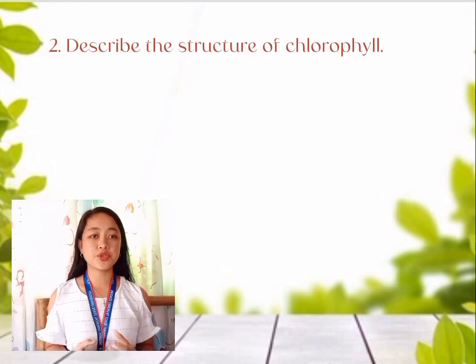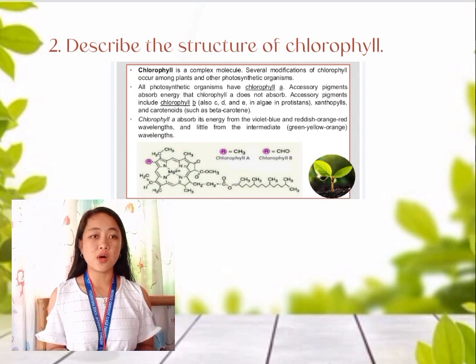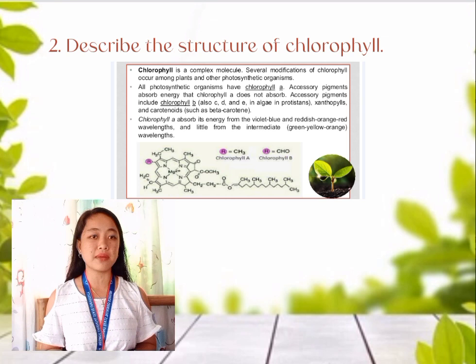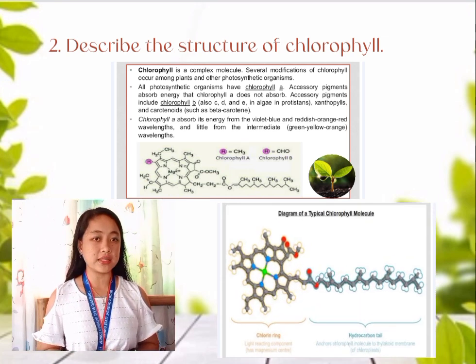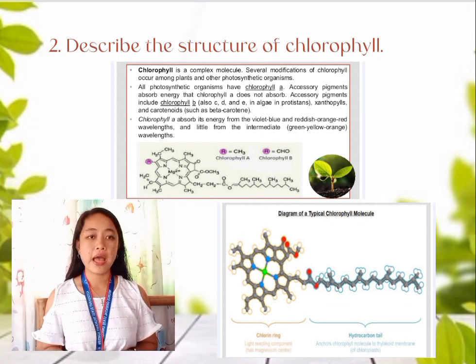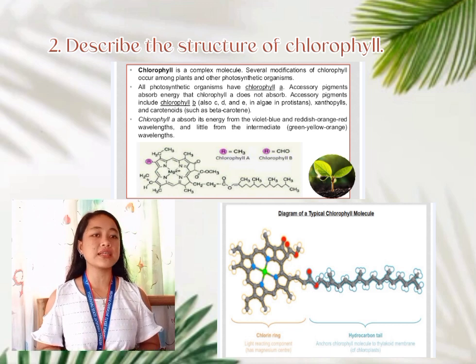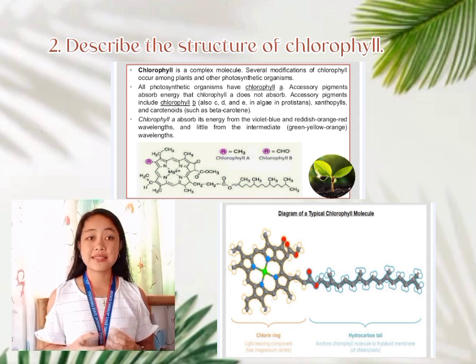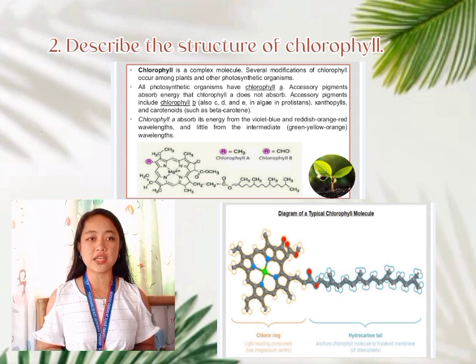Number 2, describe the structure of chlorophyll. The chlorophyll molecule consists of a central magnesium atom surrounded by a nitrogen-containing structure called a porphyrin ring. Attached to the ring is a long carbon-hydrogen side chain known as a phytol chain. Variations are due to minor modifications of certain side groups.